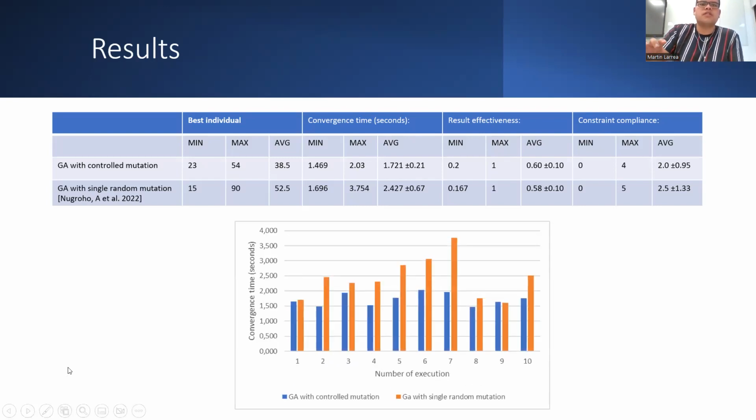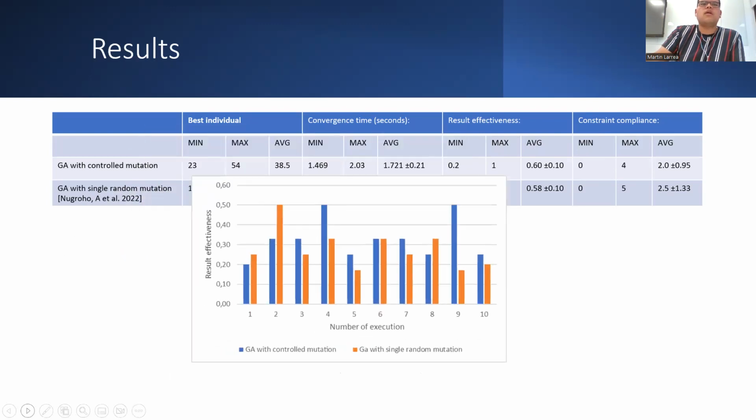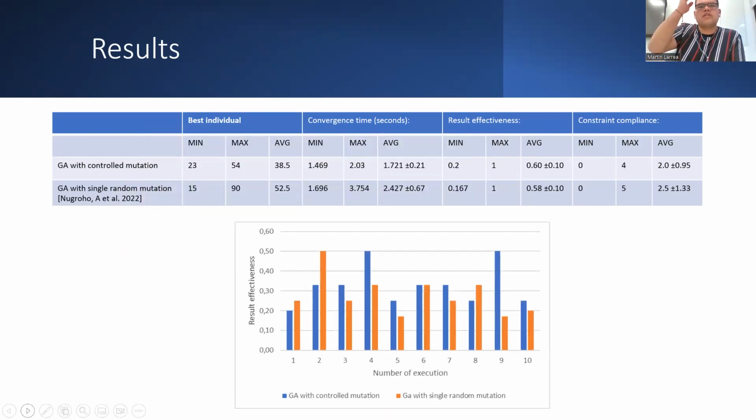Here we can see the convergence time, which shows us that the genetic algorithm with single random mutation has a higher value. Then in the result effectiveness, we can see that in some executions the genetic algorithm with controlled mutation has a higher value, and in other executions the genetic algorithm with single random mutation has the higher value.